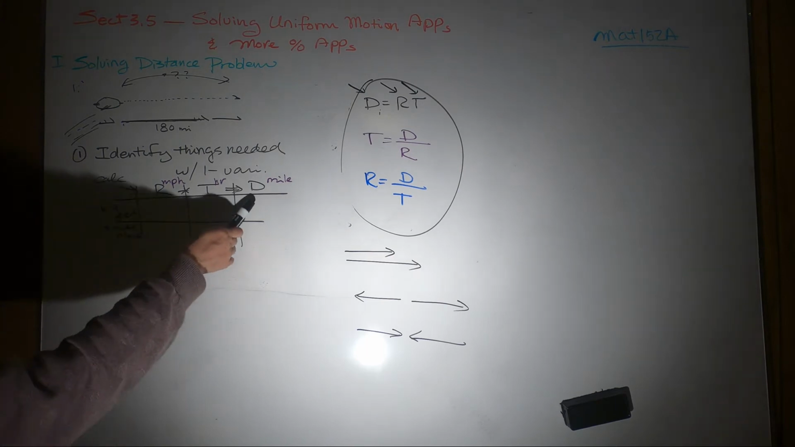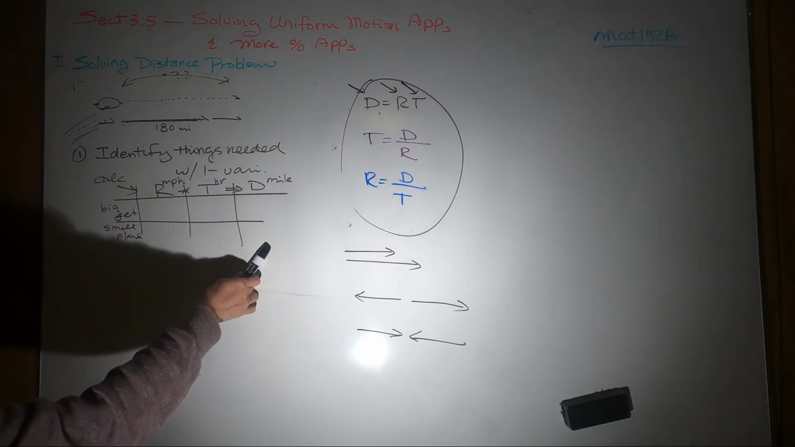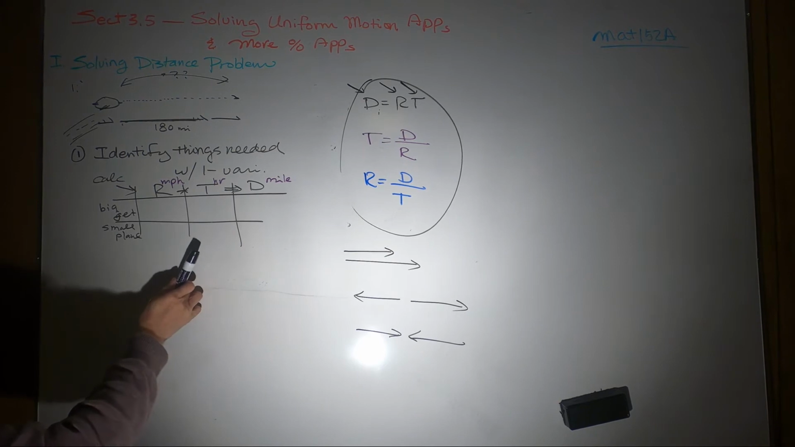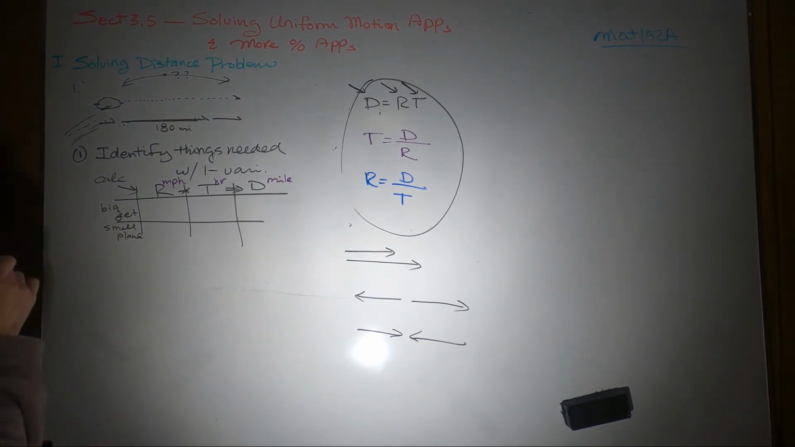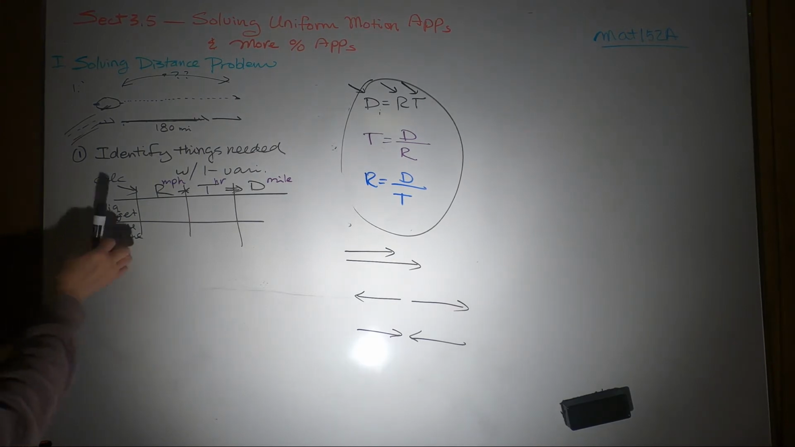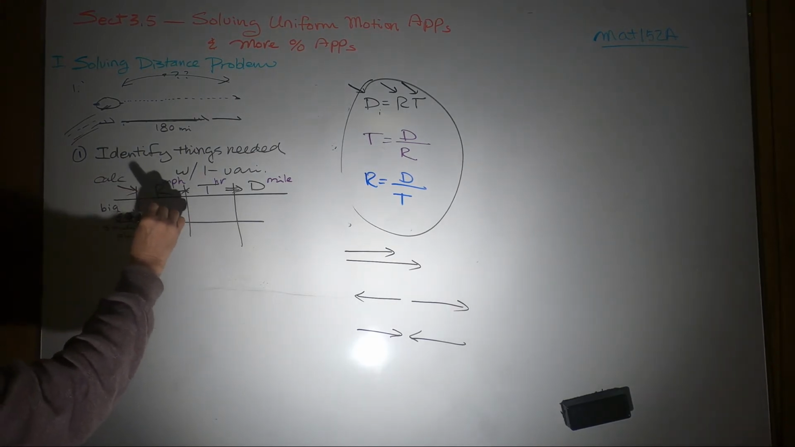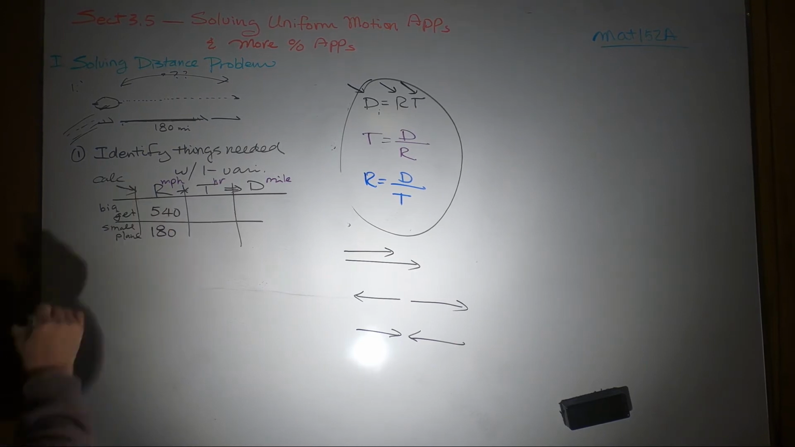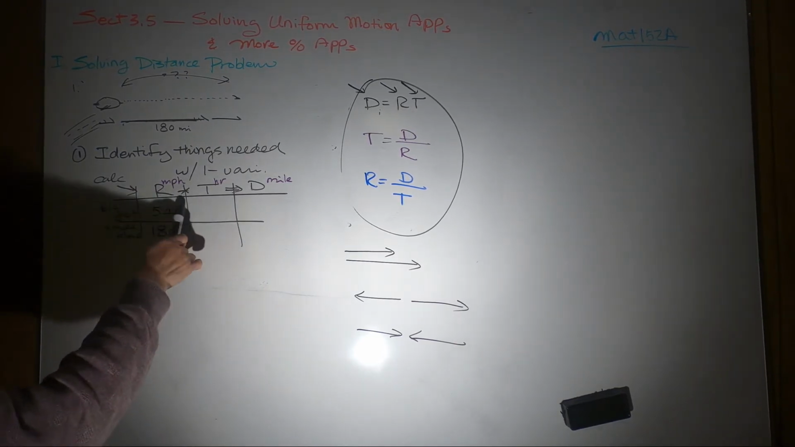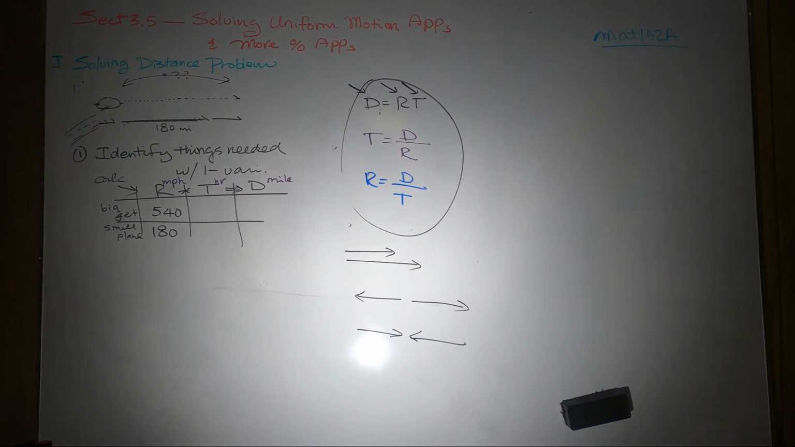So we don't know how far they travel, right? Then we don't know how much time it will actually take. But we do know what? The speed of the jet, which is what? 540 miles per hour. How about the small airplane? 180 miles per hour. But we don't know the time, when they actually reach the same distance from the airport. We don't know the distance. We don't know the time.